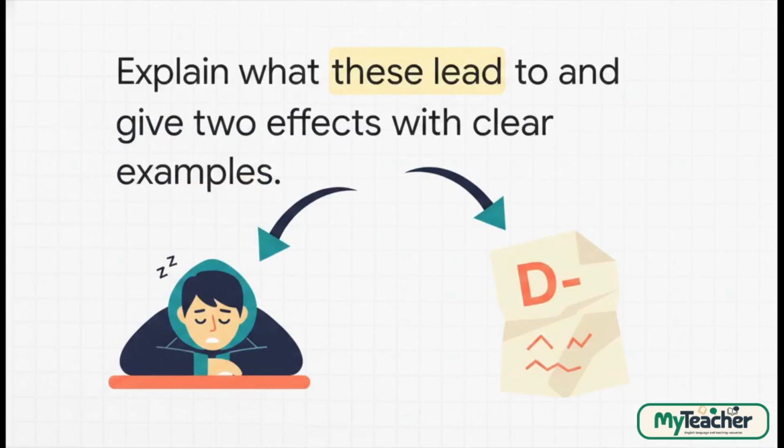Next up is step number 3, effects. You know, a problem might lead to a tired student or maybe a low grade. This step is all about showing what happens because of the problem. You can easily start this part by writing, these lead to. And just like before, give 2 effects and include examples to make your point crystal clear.